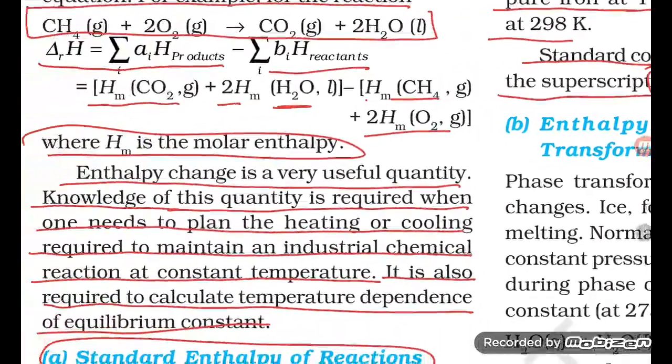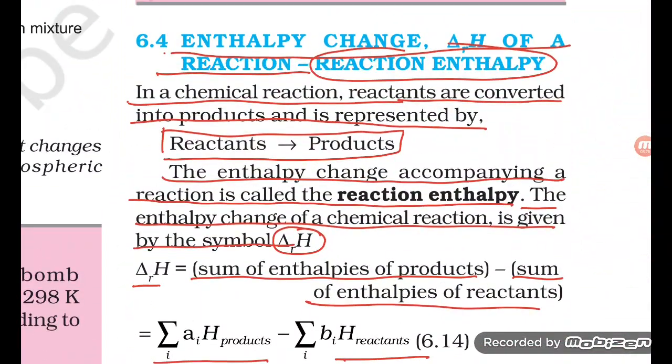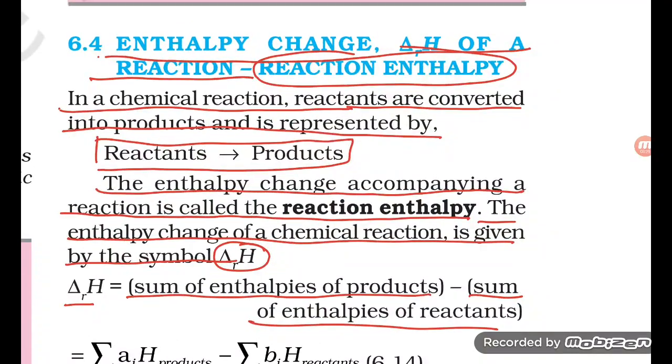So this is the condition for the enthalpy of reaction, students. So the enthalpy of reaction is the enthalpy of products minus the enthalpy of reactants.